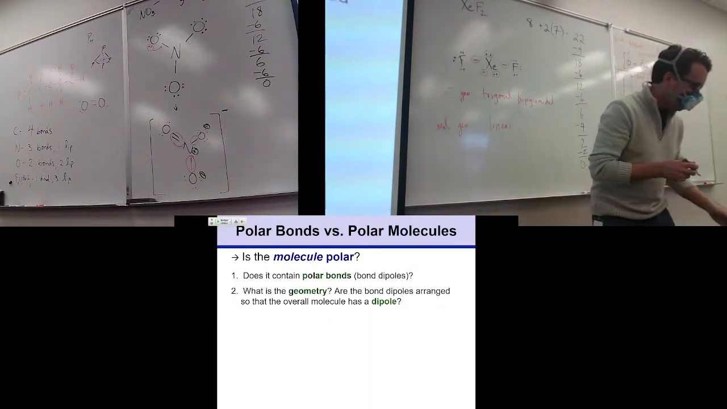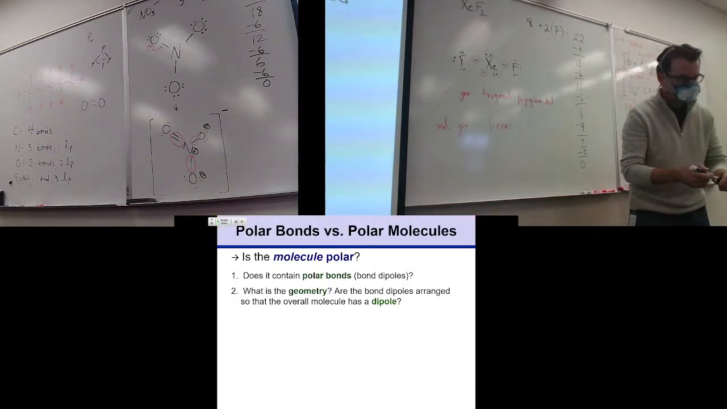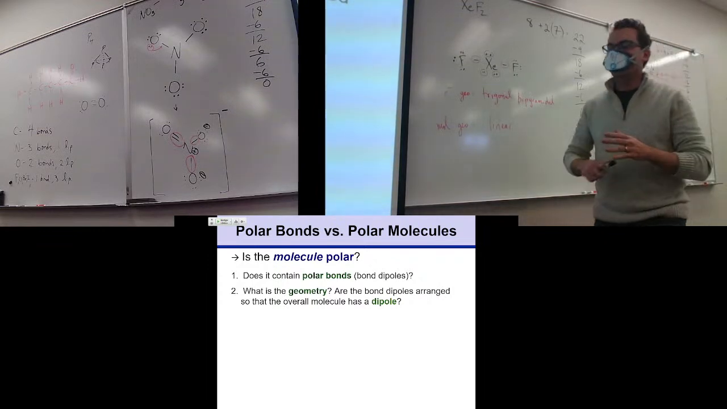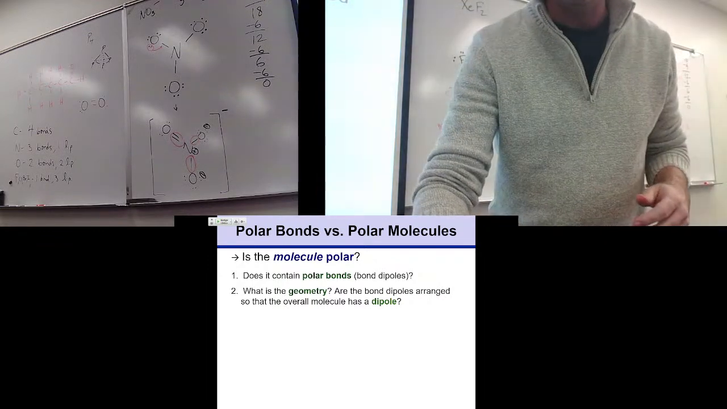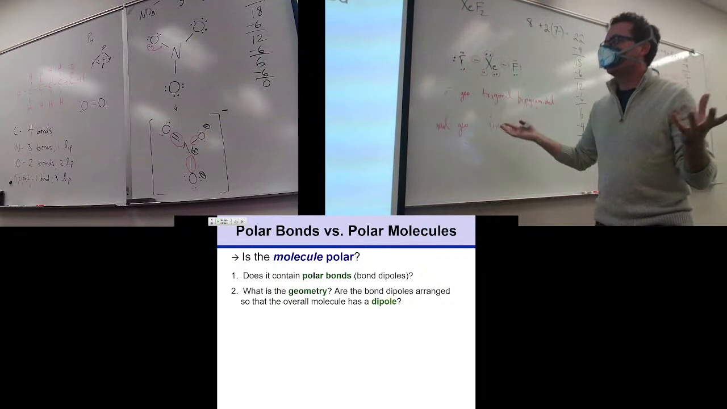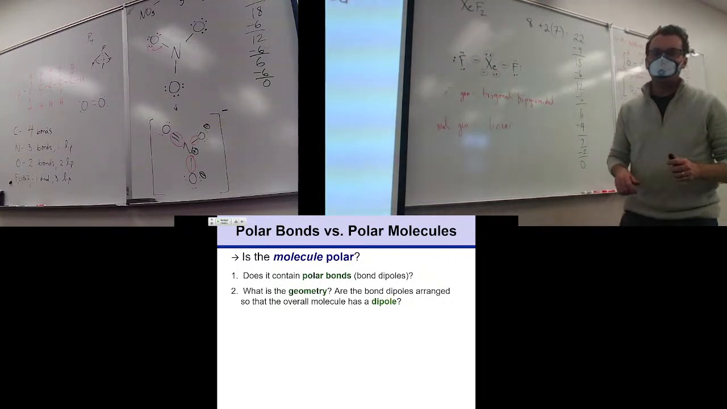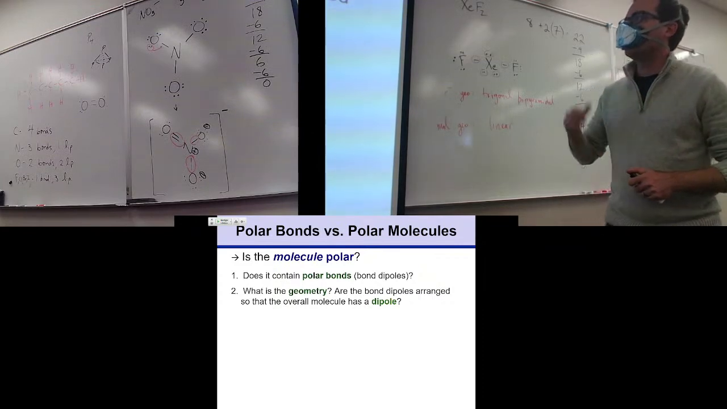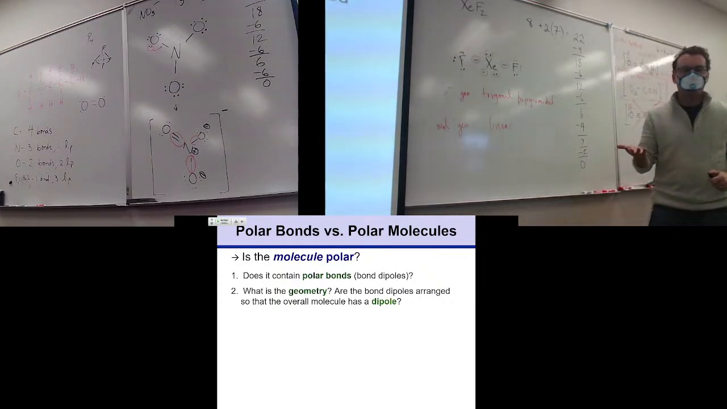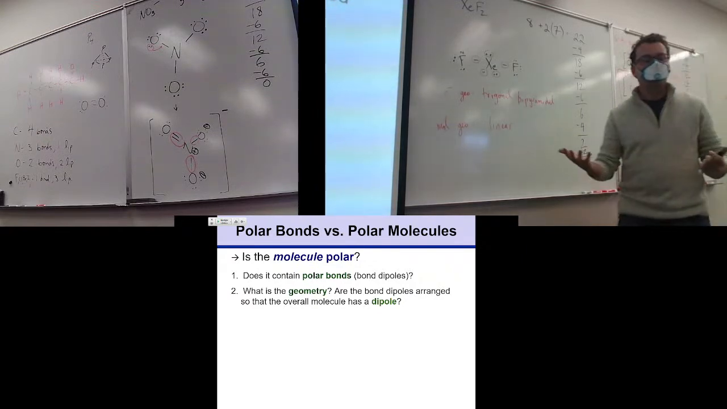All right. We have 10 minutes for this. Here is the goal now: we have all these Lewis structures. Can we tell if they're polar now? It's more complicated than just looking to see if it has polar bonds in it. You have to also consider the shape.